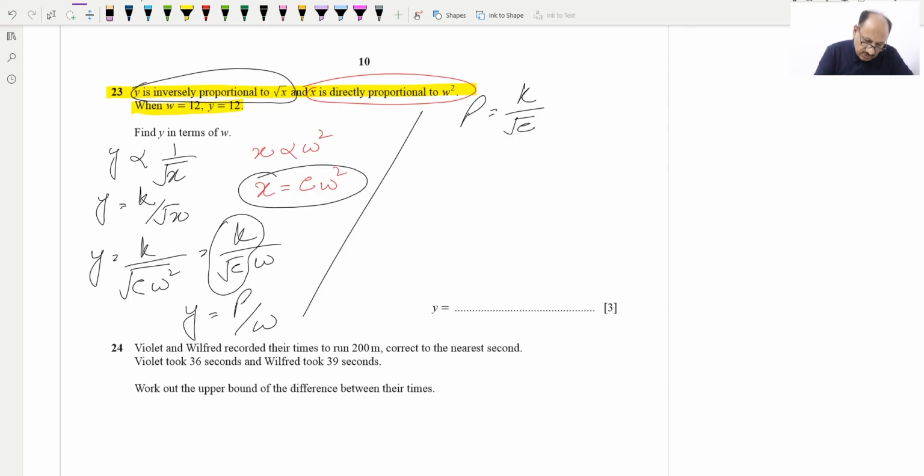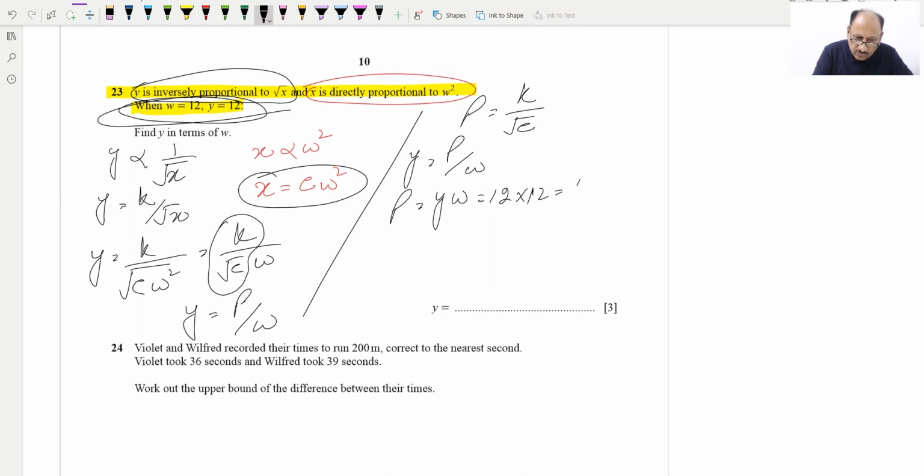Okay, so before this one I will write y is equal to p over w, and p will be equal to y w. From the given values we write 12 times 12, the values of y and w, which is equal to 144. So this 144 we can replace here, and we can write y is equal to 144 over w, and that will be the relation which they are looking for as the answer. So this is a 3-mark question which we have done.